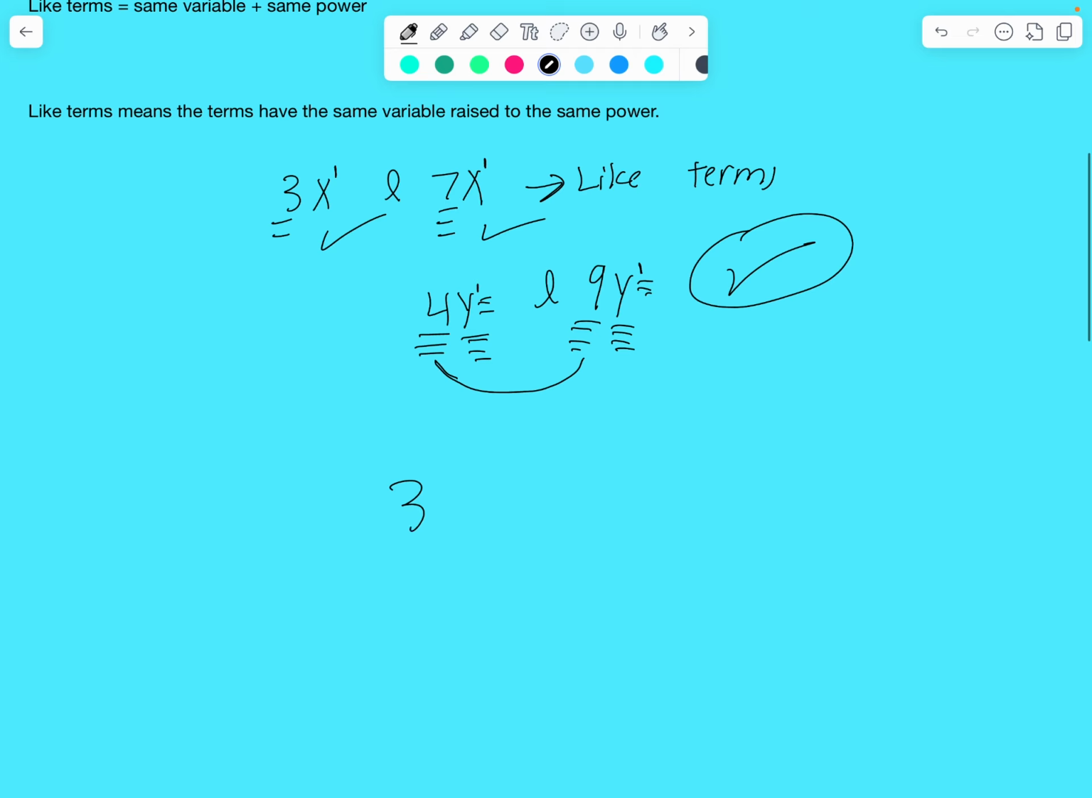But if I had 3x and 3x squared, are these like terms? No, they're not. Remember, I told you guys, if there's no number, assume it's raised to the first. Is this the same as that? No, because one's raised to the second, one's raised to the first. Not like terms. What about 4x and 4y? Are these like terms? No, they're not. These are completely different variables. When terms are like terms, you just combine the coefficients, the numbers in front.